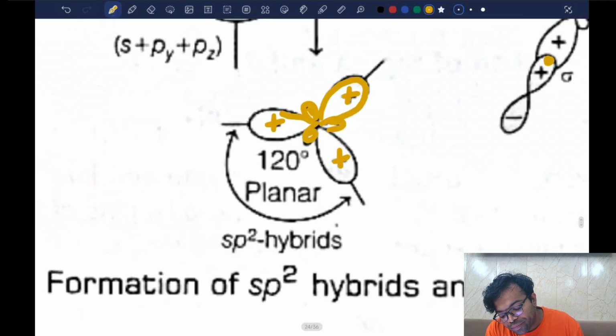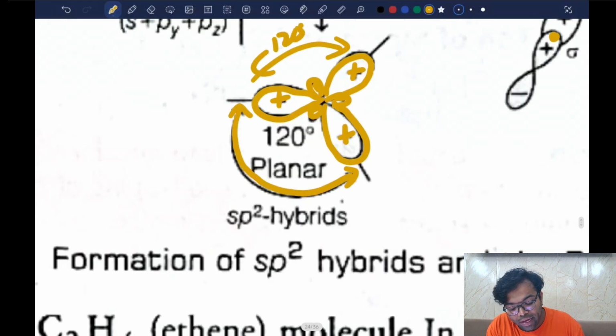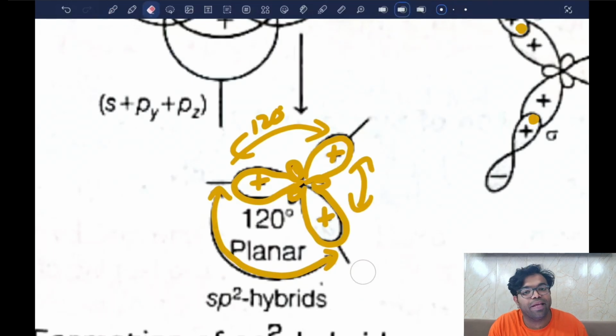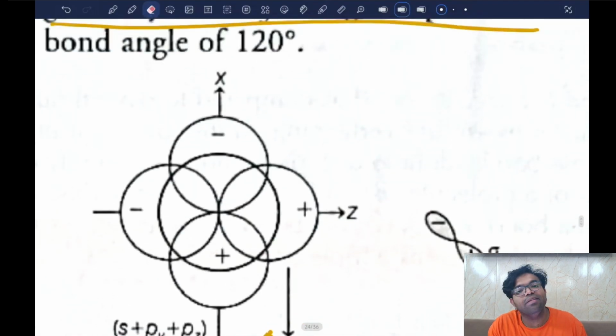The lobes are what? They are 120 degrees apart, right? They are exactly 120 degrees apart from each other. So whenever you form a bond with them, they will always share the trigonal planar geometry. Understood? This is how you get the BCl3.